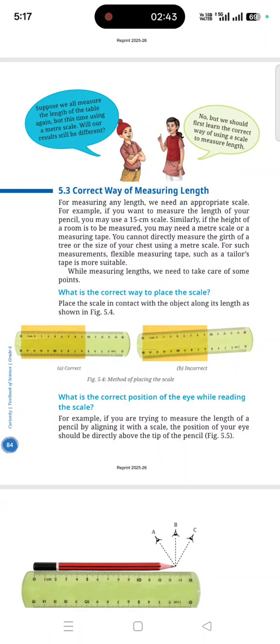Now, how do we measure length the correct way? There are two pictures given, one correct and one incorrect, where you can observe that the scale should be in contact with the object along its length, and that too in a straight line. It should not be a crossed line. If you do so, you will measure in the wrong way. You can observe here it is nearly 9.5, but in reality it is somewhat different. So the measurement of length is different in different cases.